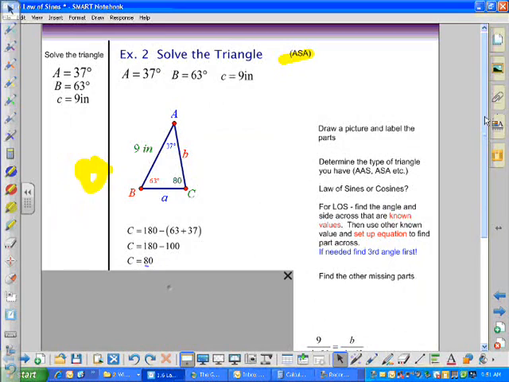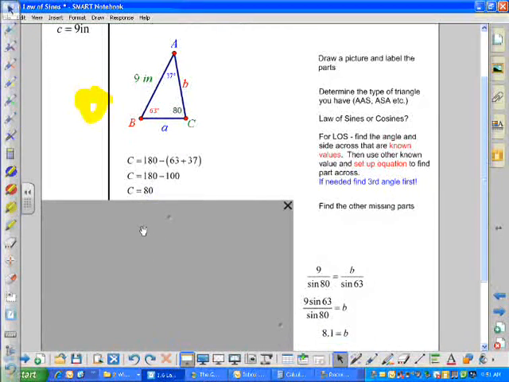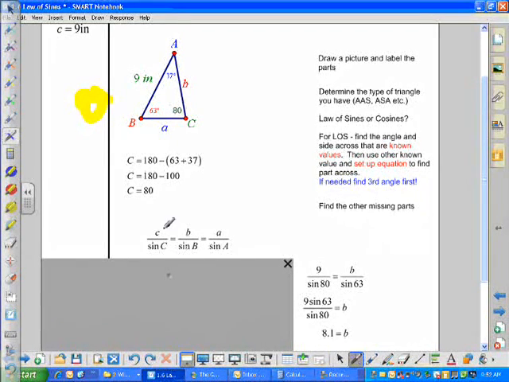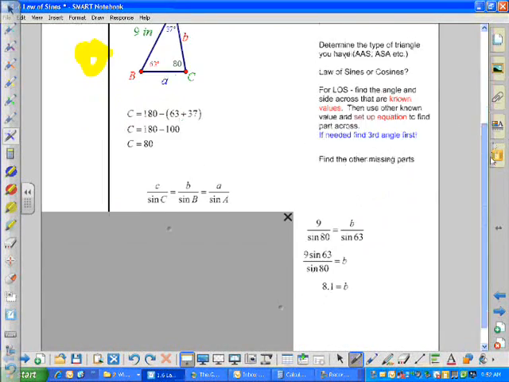Okay? So now that I know that angle C is 80 degrees, I can set up my law of sines and solve for the missing parts that I need. I need to find both side A and side B. So I'm going to set up my law of sines. I wrote it in a different order here, but that's because we're going to say these two ratios are equal. C over sine C is going to equal B over sine B. And these two ratios are equal. C over sine C is going to equal A over sine A because I know both values of this ratio.